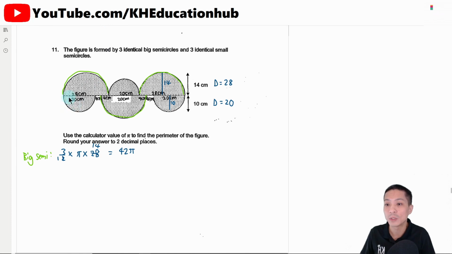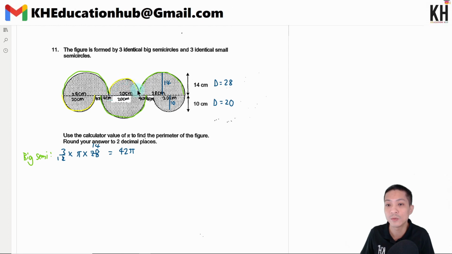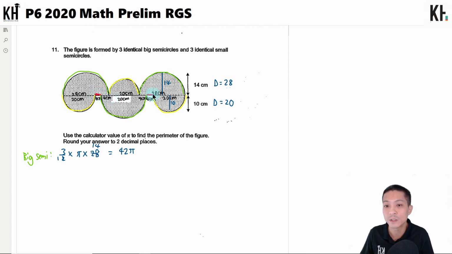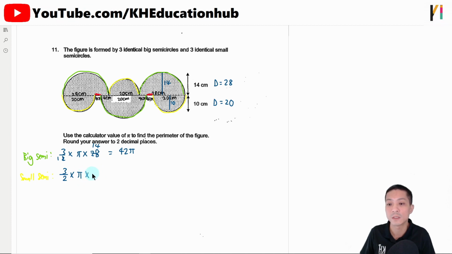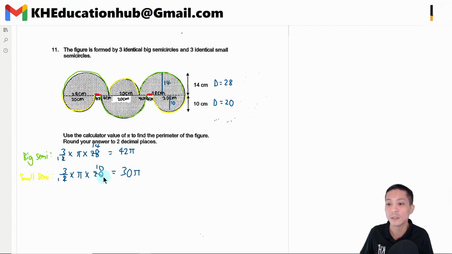Next I'm going to continue to do the small semicircles. There's 1, there's 2, and there's 3, right? Take note of the gap here and here. We're going to include those 2 gaps later on. So the small semi is the same thing, 3/2 times pi times 20. Cancel 1, cancel 10. It's going to be 30 pi. Don't need to use your calculator.